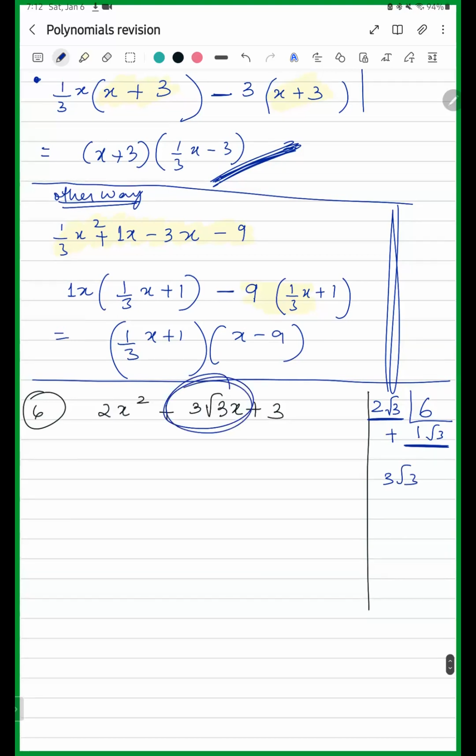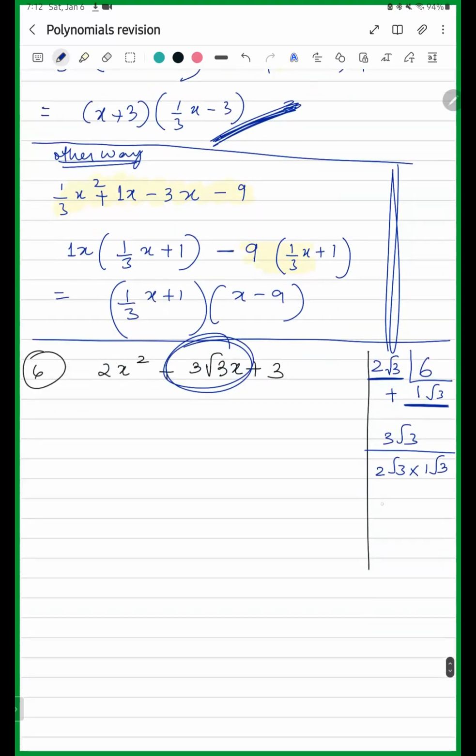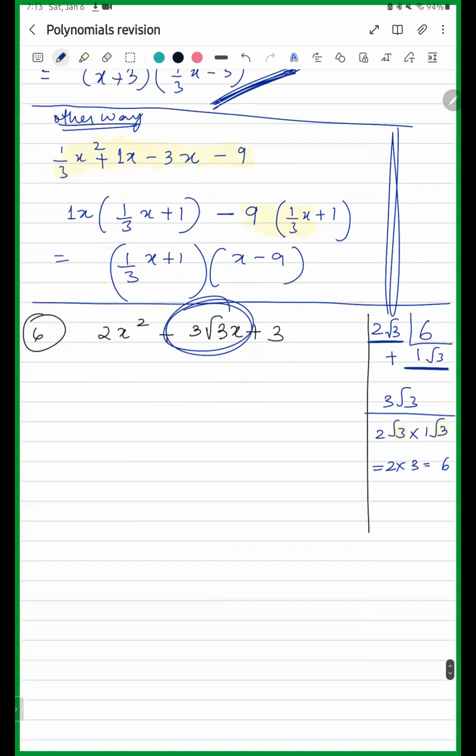And 2 root 3 multiplied by 1 root 3 gives you what? 2 into root 3 into root 3 is what? 3. So 2 into 3, which is 6, which is what we have over here. So 2 root 3 plus 1 root 3 will be the way to go. Understood?